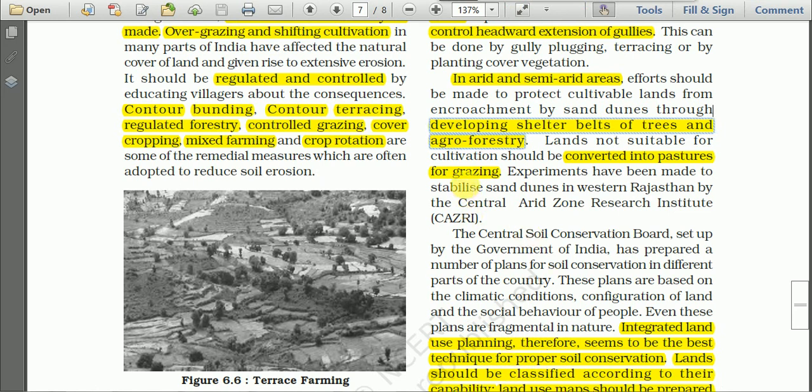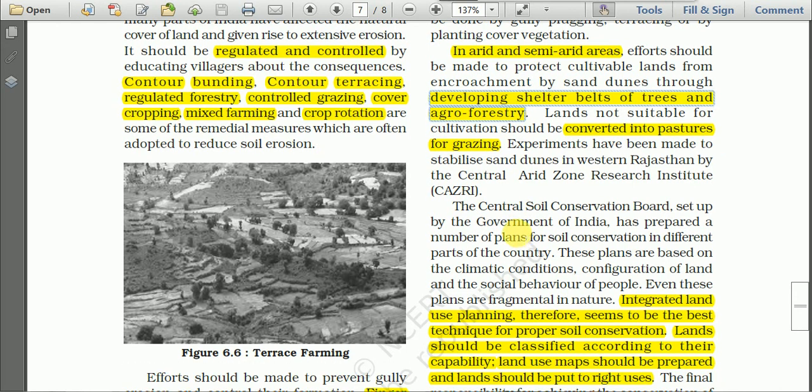Another method is agroforestry. About agroforestry we have discussed earlier. That is the growing of trees together with the growing of crops. Growing of crops and growing of trees are done together, and at the same time the timber is also harvested just like the crops.